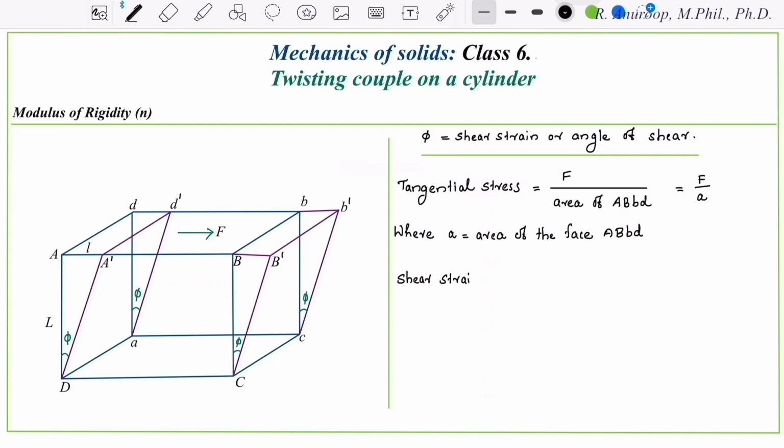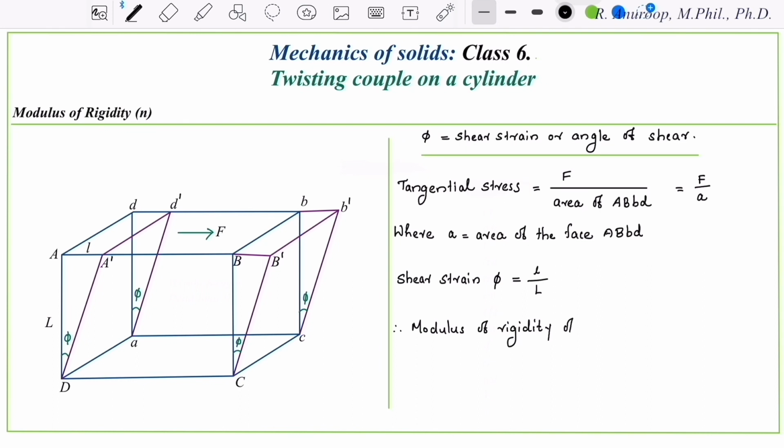Now what is shear strain? Shear strain is represented by phi. Since the upper face is displaced very slightly, we can say that this phi is approximately equal to small l by capital L, where small l is the distance through which the upper face is displaced. Shear strain is small l by capital L.